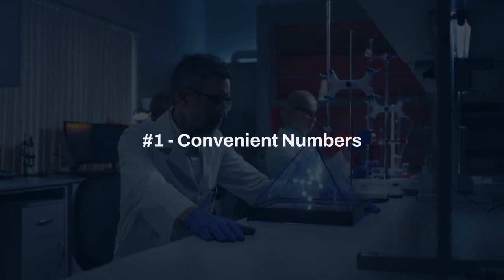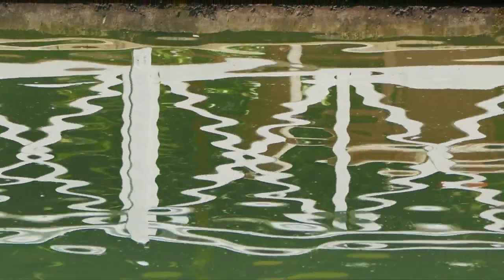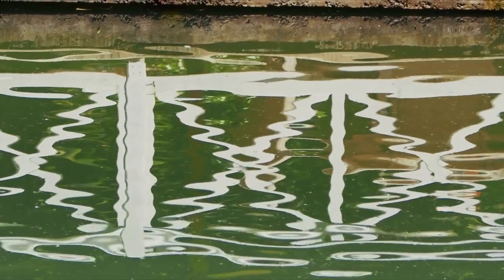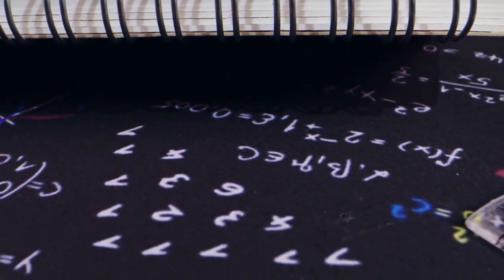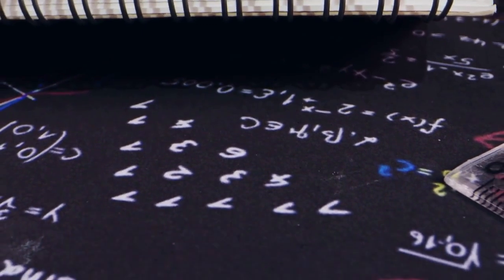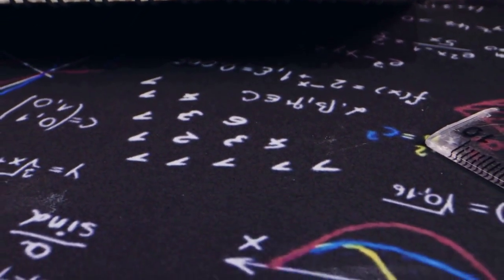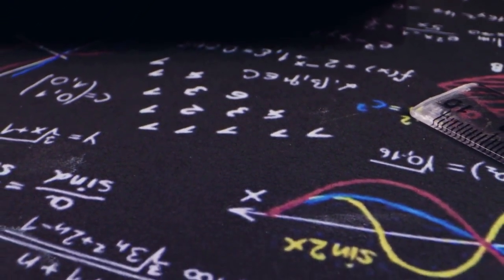Number 1, the numbers are convenient. The typical IR range becomes a nice, clean 4000 to 400 cm⁻¹. These are easy, whole numbers to remember and work with. That famous carbonyl peak? Right around 1700 cm⁻¹.